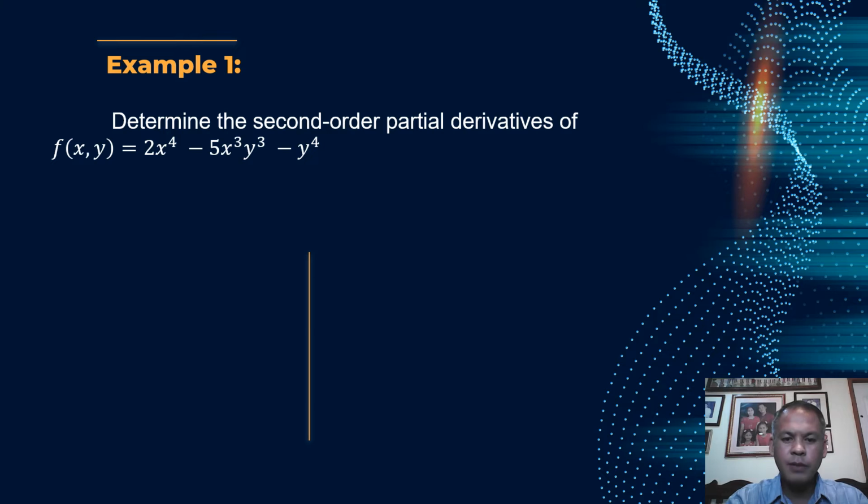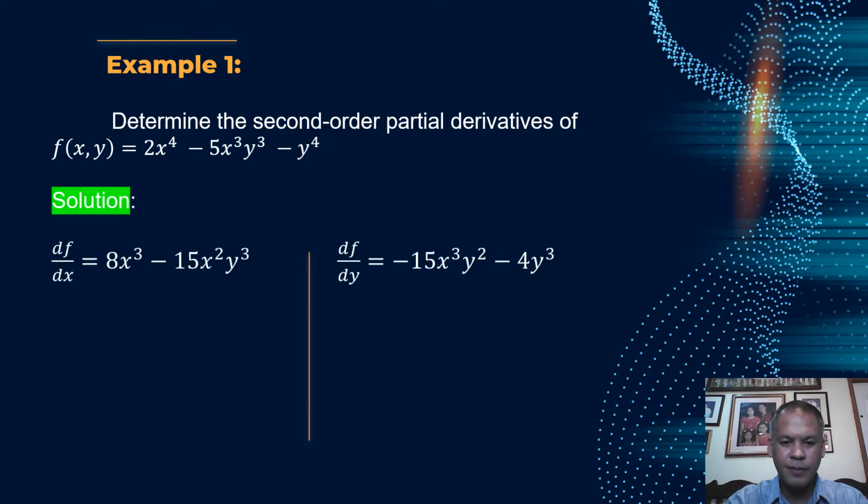Now let us come to solving second order partial derivatives. Determine the second order partial derivatives of f of (x, y) equal to 2x to the fourth minus 5x cubed y cubed minus y to the fourth. So first, we have to find the first derivative with respect to x. The first derivative of f of (x, y) with respect to x for the first term, 2x to the fourth, we have 8x cubed.